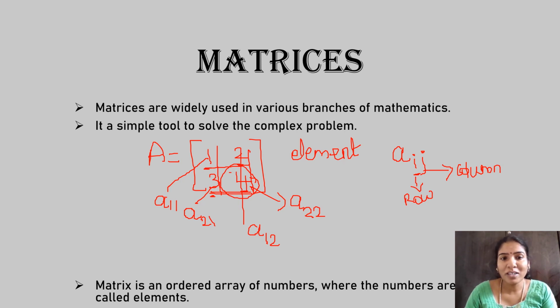So what is a matrix? It's an array of numbers where the numbers are denoted by a term called elements, and it has a number of rows and a number of columns.